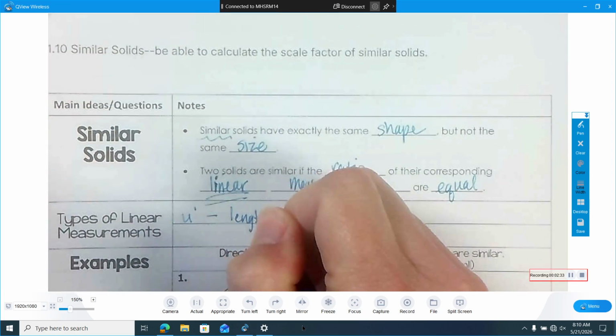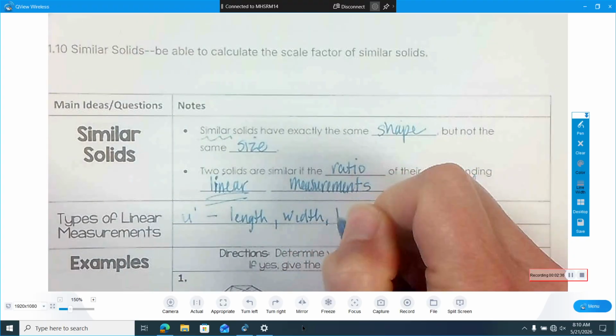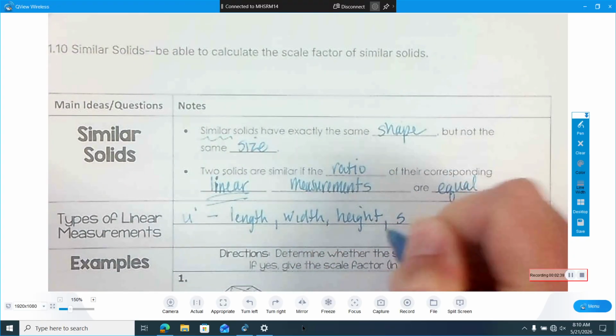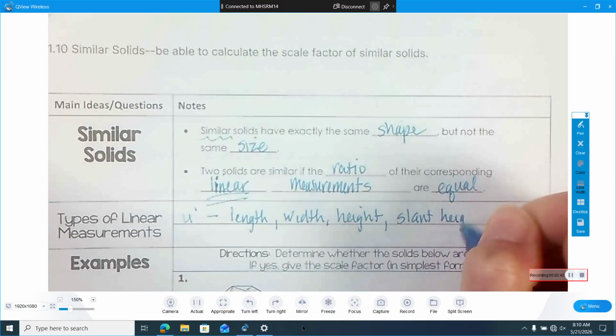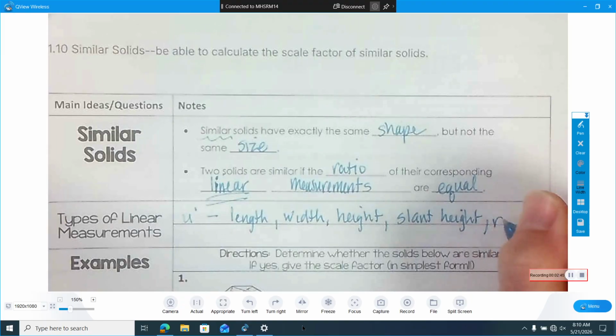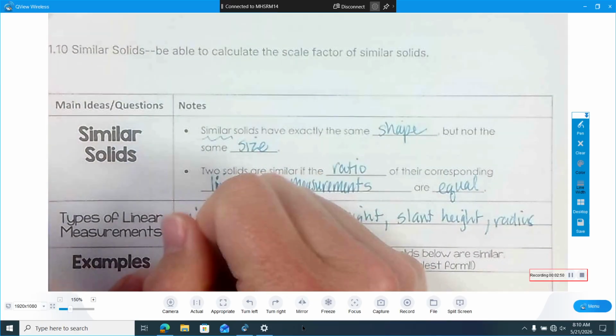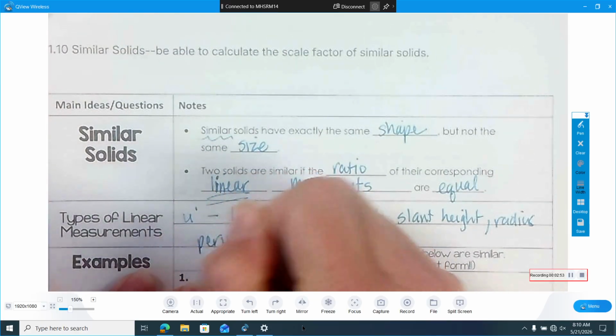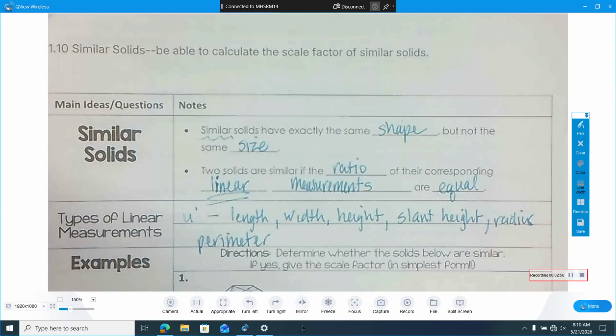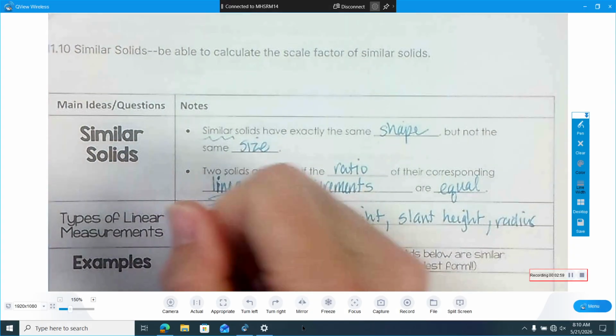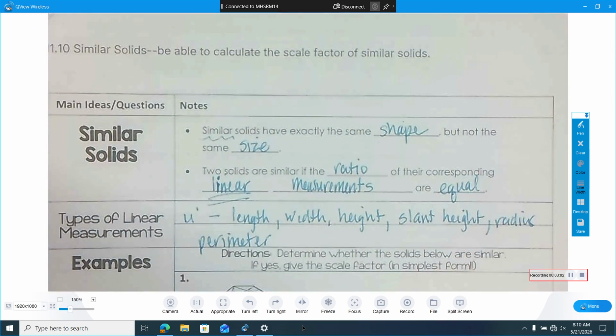Length, width, height, a slant height would be good, radius, diameter, circumference, perimeter. These are units to the first power. If you have units to the first power, that is a linear measurement. Feet, meters, inches, not inches squared, not inches cubed. As long as we're comparing linear measurements, we can tell if our solids are going to be similar or not.